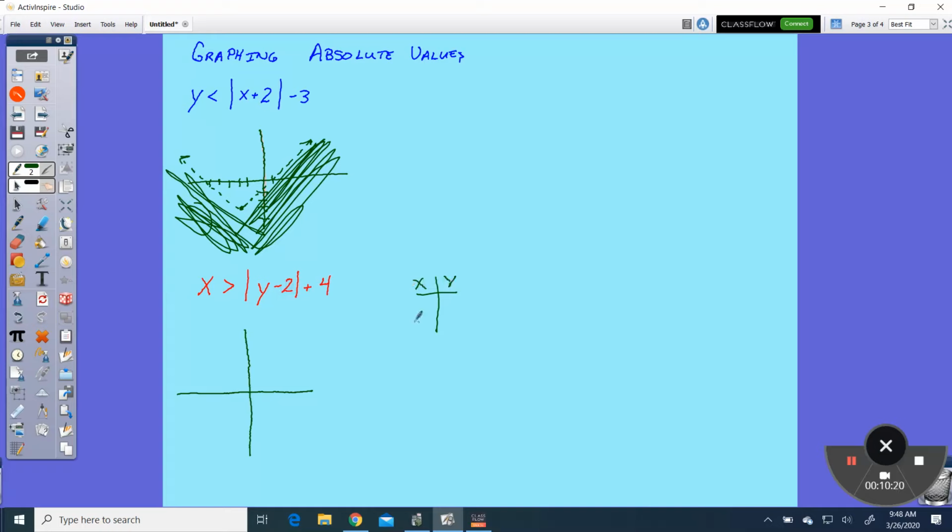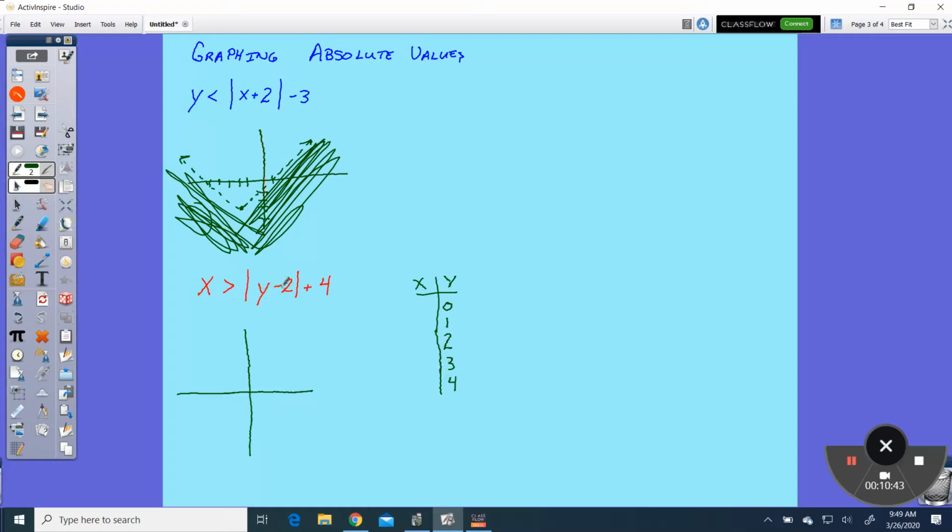And I'm going to pick my y value, not my x value, because it's my y value that's inside of here. So I'm going to pick my y value to be 2, 1, 0, 3, 4, so I can get an idea of what's happening right around this area. I always pick this number that would make that go to 0.